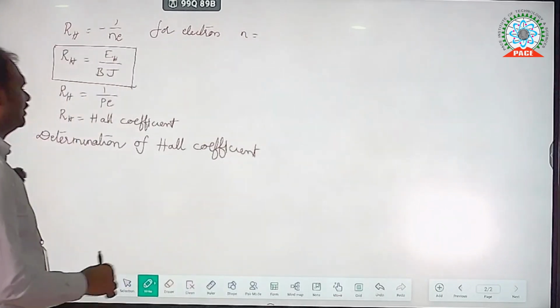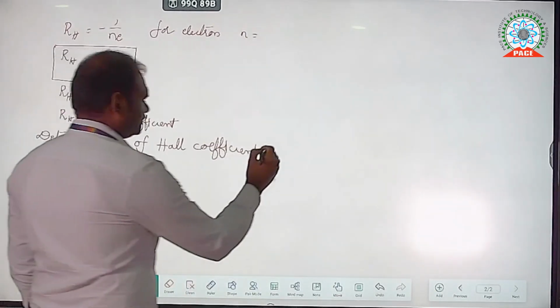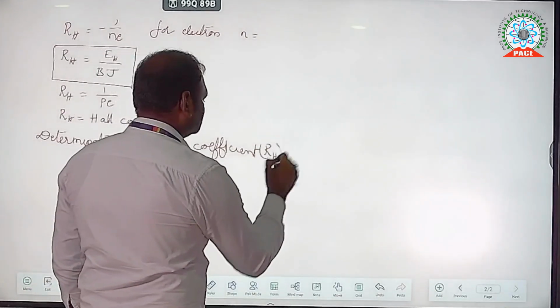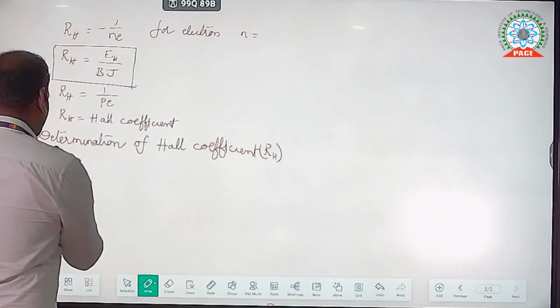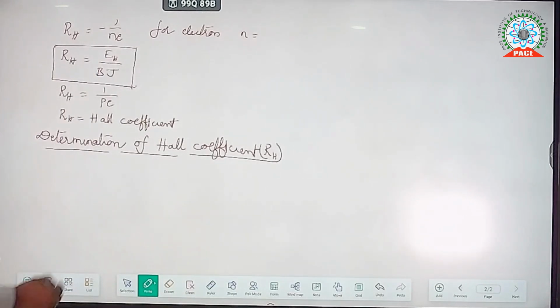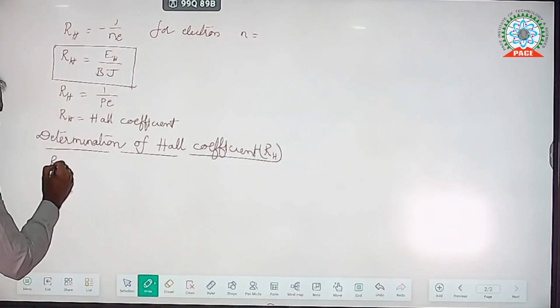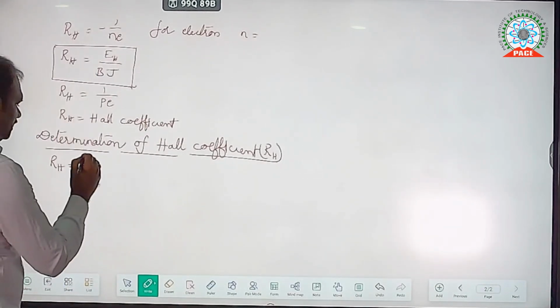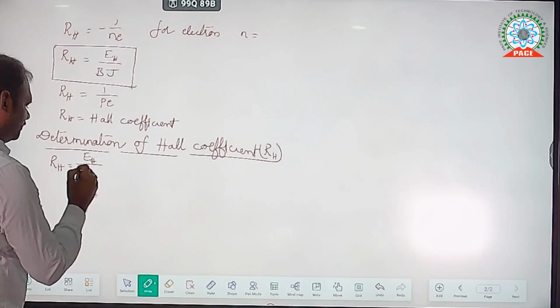Determination of Hall quotient, RH. Experimentally, how can we determine the Hall quotient? What is the formula for the Hall quotient? We have RH equal to EH by BJ.